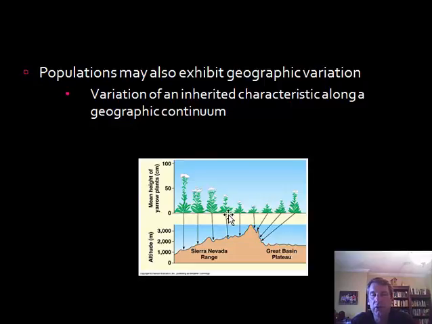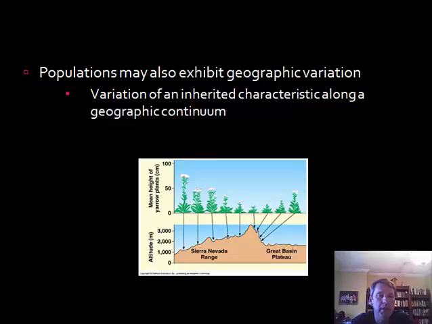Here's an example your book shows of a plant, the yarrow plant. Down here in lower elevation, this plant grows taller. Up here in higher elevation, it grows shorter. And so that's a variation along a geographical line. And so we see that variation occurring that way sometimes.